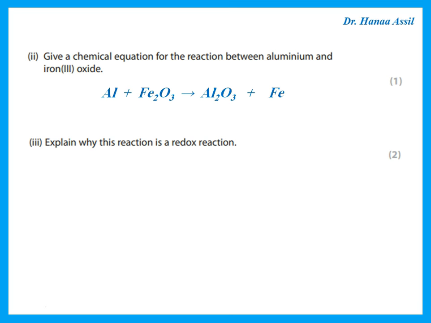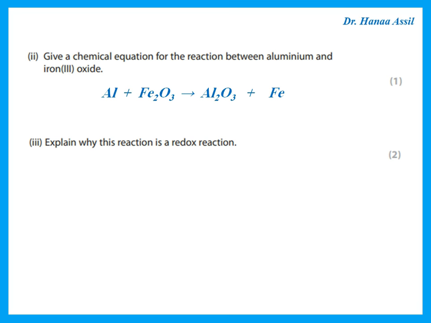It gives aluminium oxide. Again, aluminium is in group 3, valency 3, so we put the 3 under the oxygen. Oxygen is in group 6, that means it has a valency of 2, you put the 2 under the aluminium, plus iron. Then you have to balance.